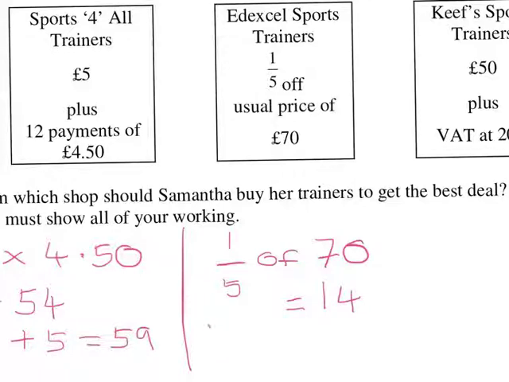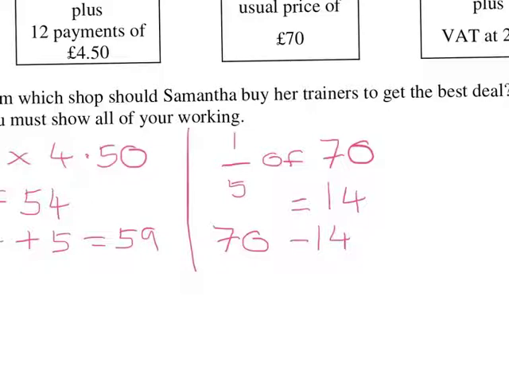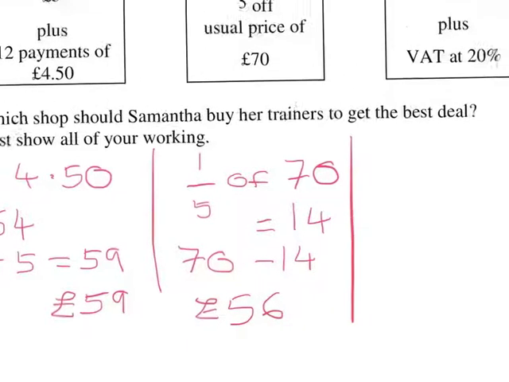So if we take the initial price of 70 and take 14 away, that's going to give us the price £56. I'll put the pound sign there. I didn't really have space over here. This one was cost 59. I'll write that again. Right, moving on to the last one.